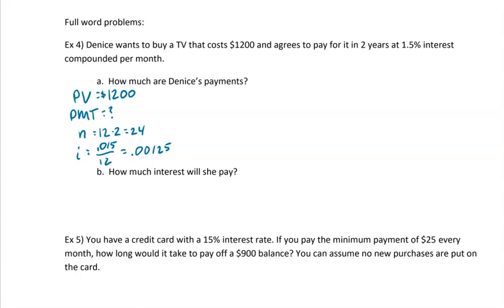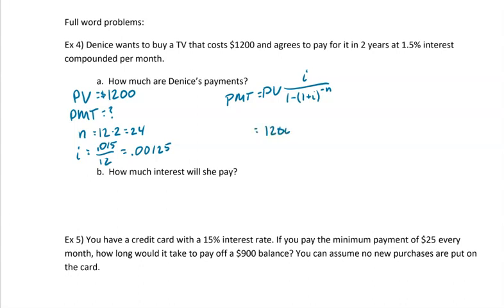And then we're going to go and plug everything in. So in this case, we're using the PMT formula. PMT equals PV times I on top, then on the bottom 1 minus (1 plus I) to the negative n. And let's go ahead and plug everything in.